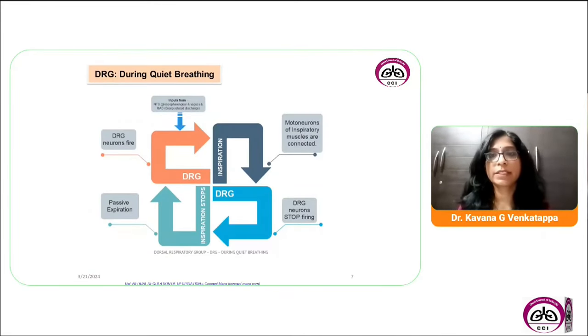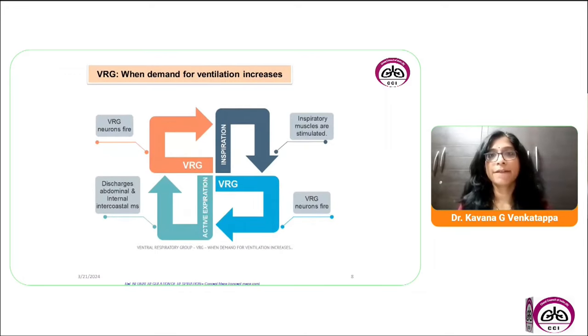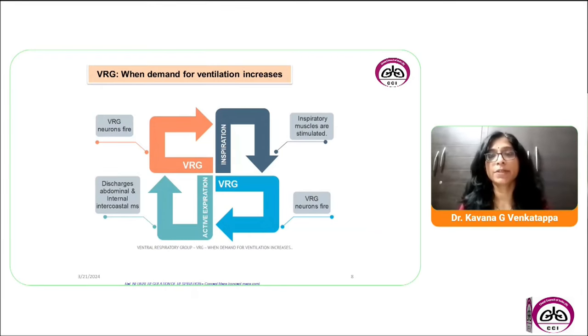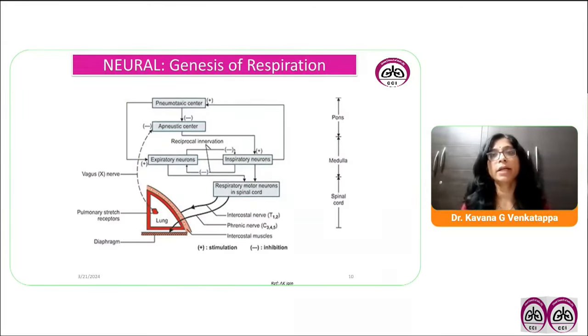So this was discussed. Let me move on to the slides. That is, DRG is the one which acts during quiet breathing, and the VRG, when the demand for ventilation increases, contains both I and E neurons. So coming on to the genesis of respiration, this flowchart shows how inspiration and expiration happen and how the rhythm of respiration is maintained.